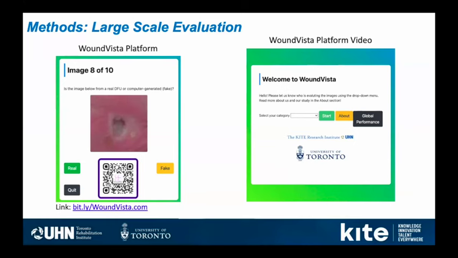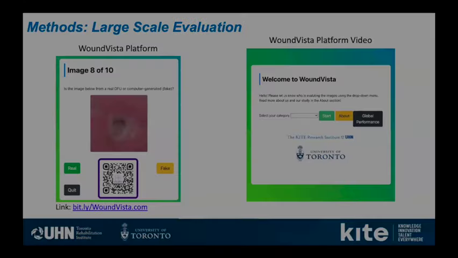So we gradually increased the quality of the generated images, and also increased the scale of the evaluations we do. We created the WoundVista platform, the online platform. If you want to visit it, you can scan this QR code here or visit the link mentioned at the bottom of the image, woundvista.com, where anybody can go and start rating the images as real or fake. Of course, we have separate ratings for clinicians and for the general public. In this one, we generated more images than 50, about 100 to 200 images, which are randomly displayed, and users are able to rate them as real or fake.